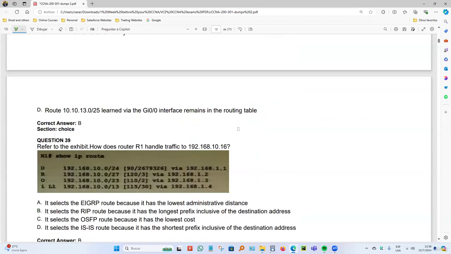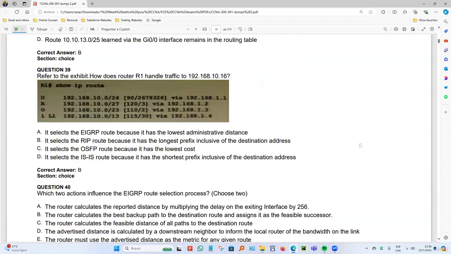Next one. Can barely see it. Refer to the exhibit. How does R1 handle the traffic to 192.168.10.16? Okay, I remember the longest prefix match most of the time. In fact, this one is actually 115, the administrative distance that it uses. So it's IS-IS. Okay, let's see why. Oh, I got mistaken. It's RIP. This 115 is actually RIP, not IS-IS. So I got it incorrectly.